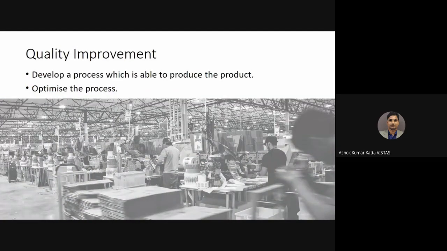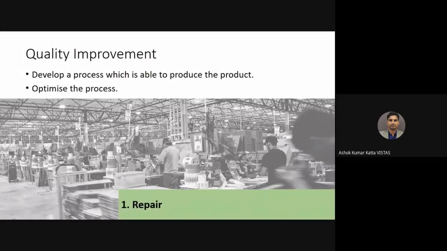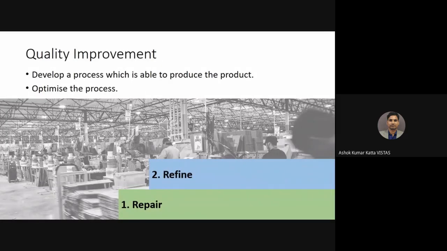Quality improvement. In this stage, there are four different strategies. Repair. This is becoming reactive. Fix what's broken. Refinement. This is becoming proactive. Continually improve a process that isn't broken. It is like the continuous pursuit of perfection.